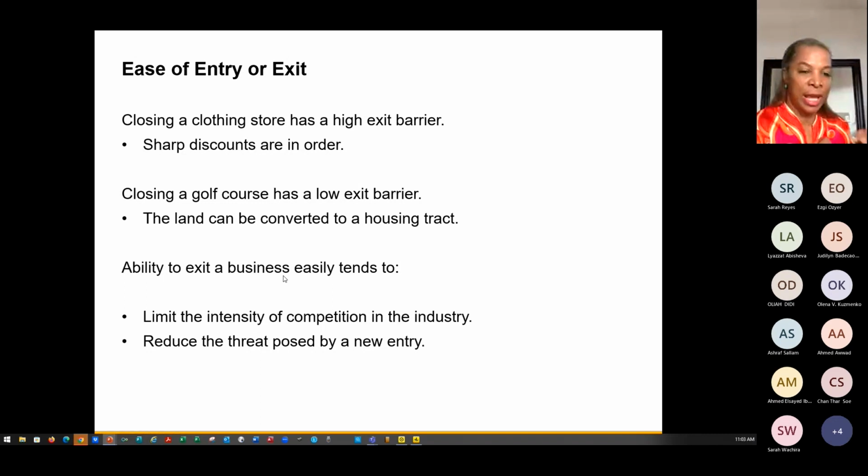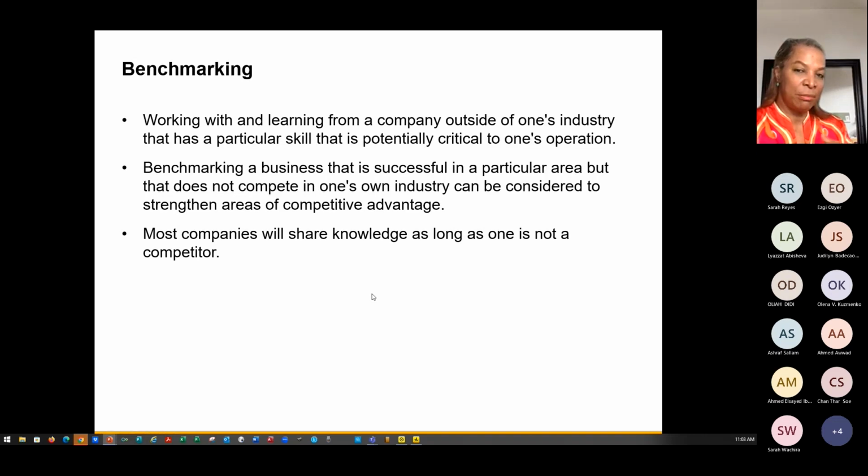So if you're able to exit a business easily, you limit your competition and you reduce the threat. So because you can exit quickly and do something else, right? Benchmarking means that you're looking outside of your industry for a particular skill that you need for your business. So what it does is, when I looked at the NAICS codes and we looked at Mars, you can see what they're doing, how they're competing, why they're successful, and scale that to your business.